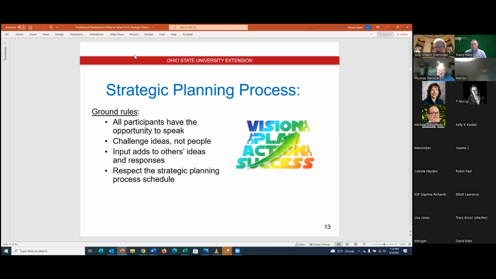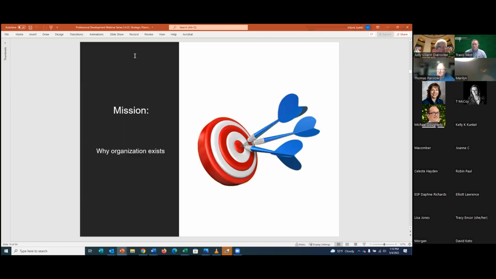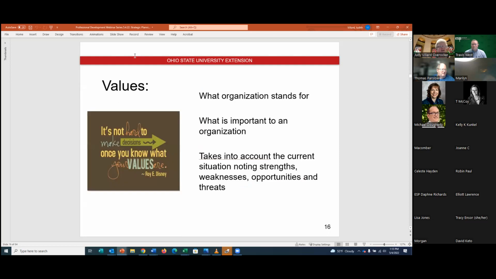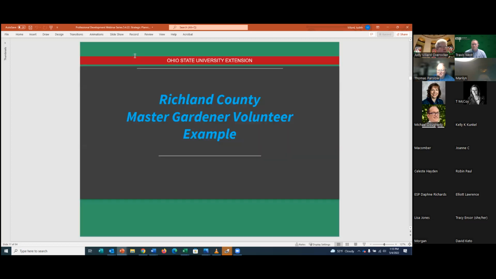And that's one of the things as the administrator or the person facilitating this, that you have to work with people. Okay, so we're going to talk about the mission, why the organization exists. We're going to talk about the vision, what the organization will look like in the future. And we're also going to take a look at the values, what our organization stands for, what's important to our group, and then noting our strengths, our weaknesses, opportunities, and threats. And I'll explain that as we go along.